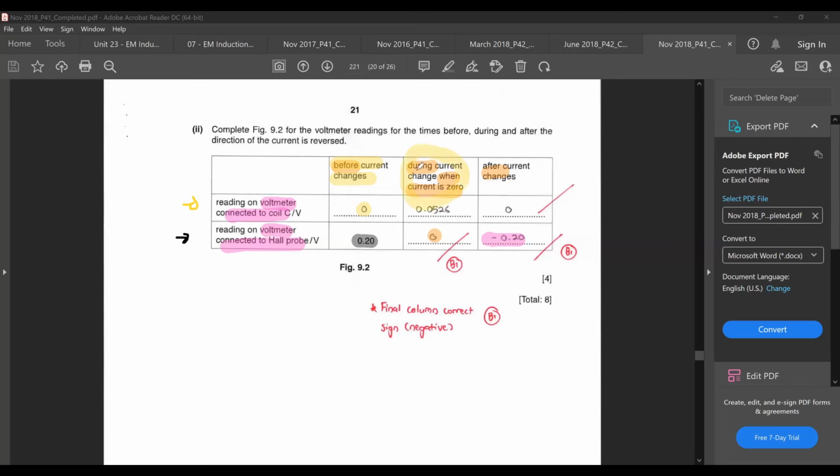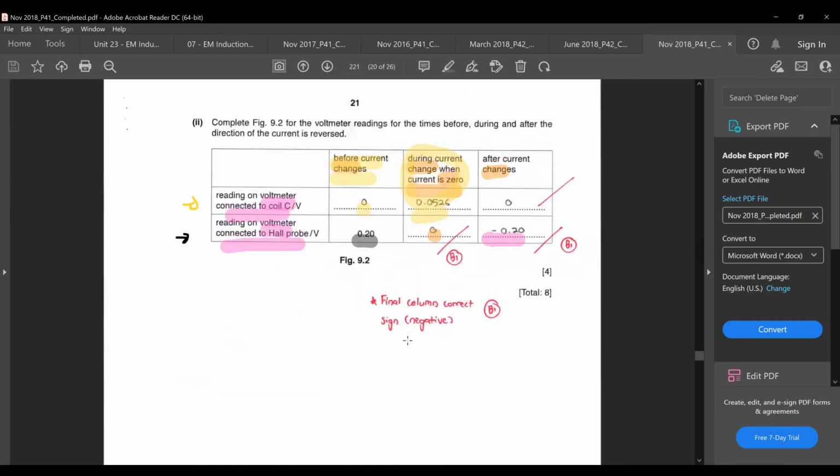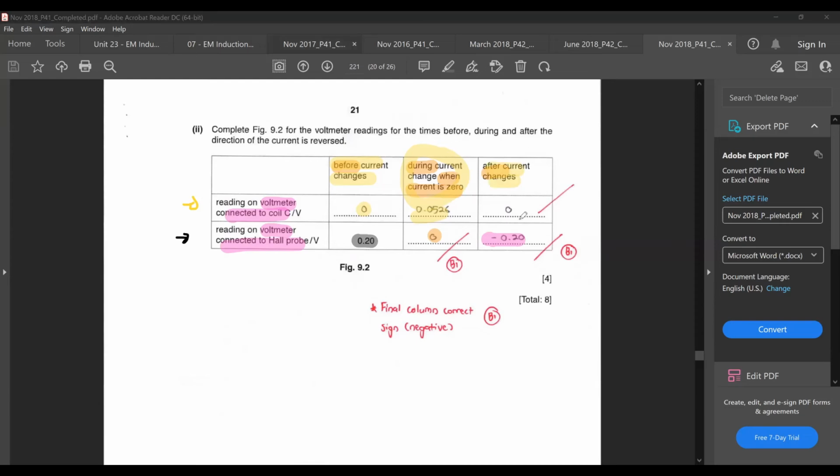But during the time when your current changes direction, the current was reversed. We know that your flux linkage changed direction already. So you had change in flux linkage, you're going to have EMF induced. That value will be this one, which is the one that you calculated in the previous part of the question. Then after your current has changed direction, it maintains at that value, you are going to have constant magnetic field, constant magnetic flux, no change in flux linkage. So your EMF induced is just 0. There's no EMF induced.